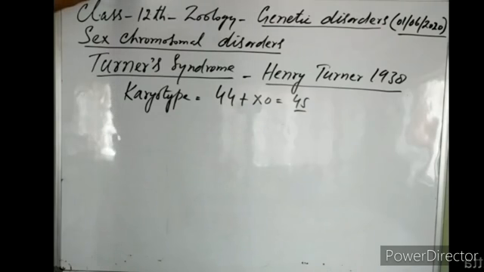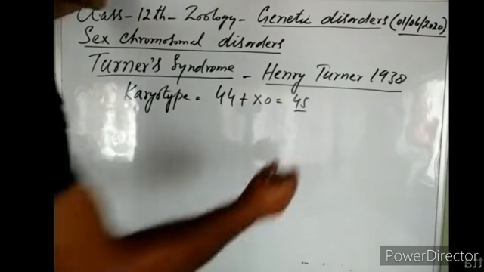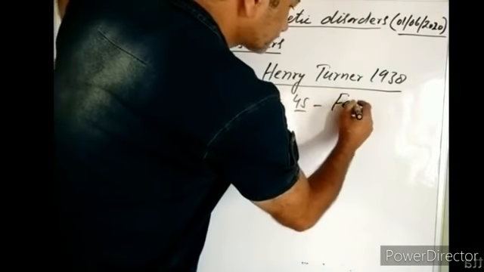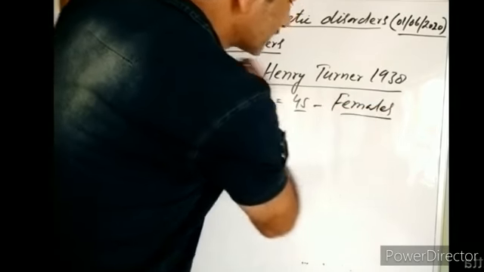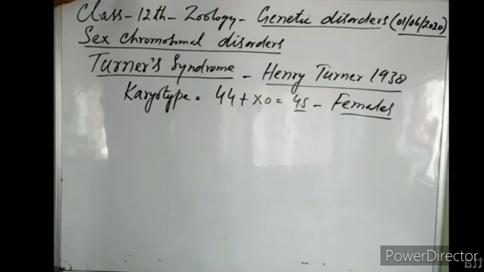So because of lack of another sex chromosome, these individuals are always females. They have only one sex chromosome X. Because of lack of the other chromosome, whether it would have been X or Y, they are always females. So Turner syndrome patients are always females, or we can say Turner syndrome is a disease of females, right? And it has a karyotype of 44 plus X0 equal to 45, right? So why do they have one sex chromosome only? Why is another sex chromosome missing?